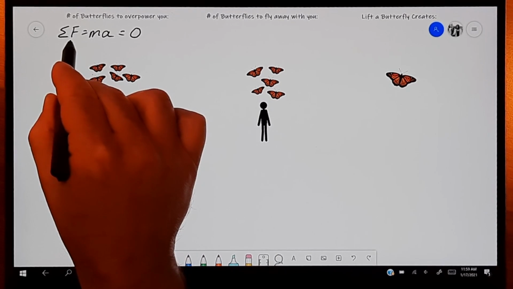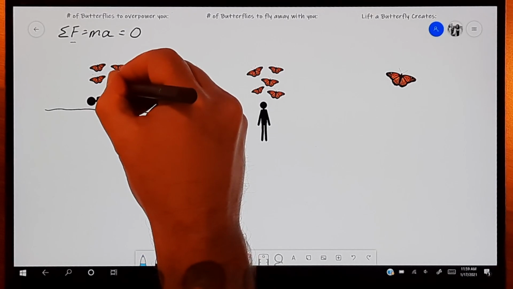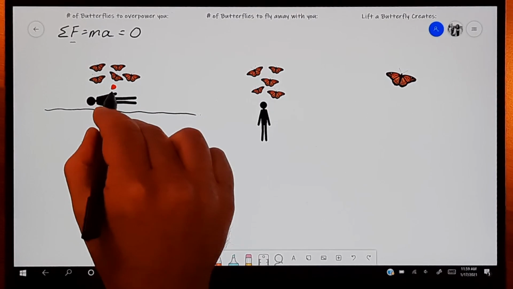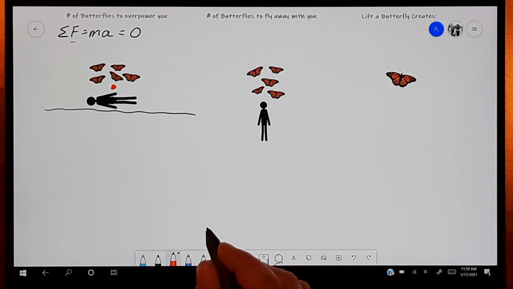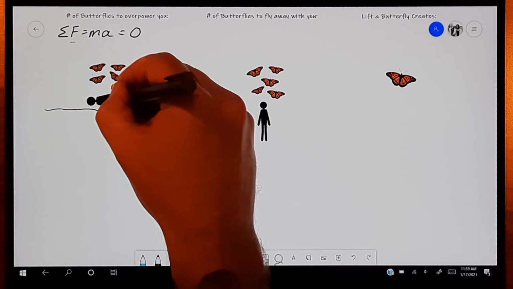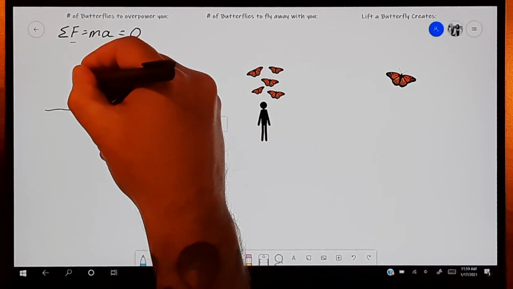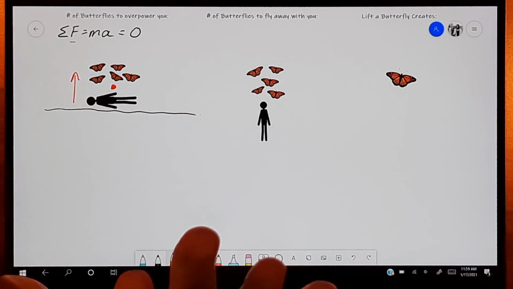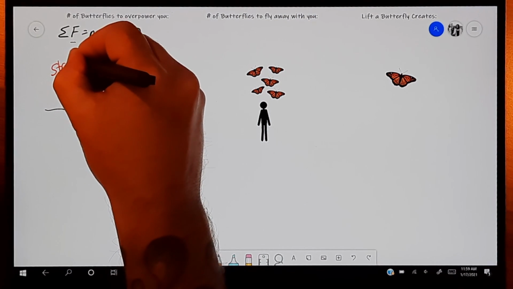So now we're going to write our sum of forces. We're going to pick a point, say right about here, and show the forces that act on this point. The first thing we need to know is the strength. So how much can a human actually push? And that's going to be in the upward direction towards the butterflies as we're trying to push them away and get them off of us.